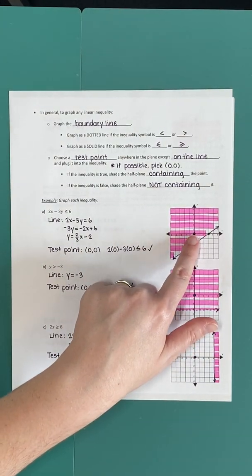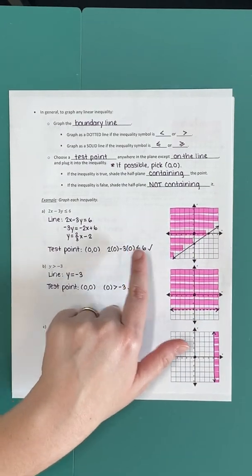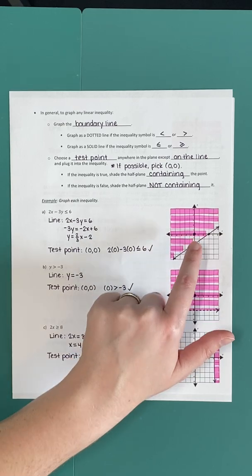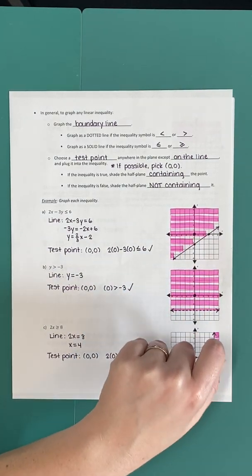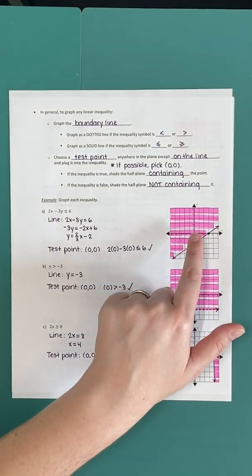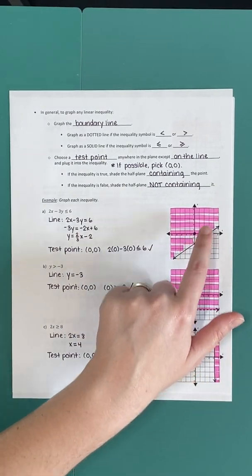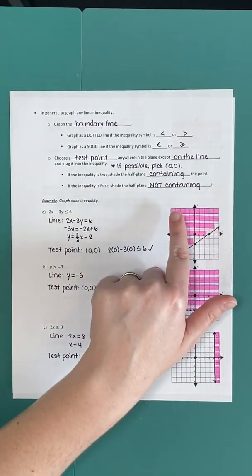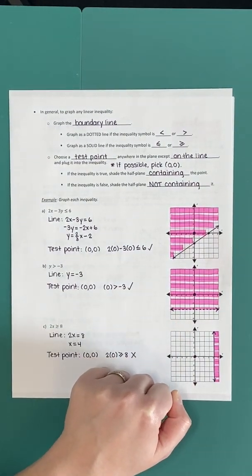So if I look at where my test point is, I took my test point, I used it, and I ended up with an inequality that's actually true. I'm going to shade the side of my boundary line that does contain my test point. My test point is part of my solution, so I'm going to shade the side that does contain it. As it turns out, if you picked any other point in that region, you would have ended up with the same result. You would have ended up with an inequality that's true.